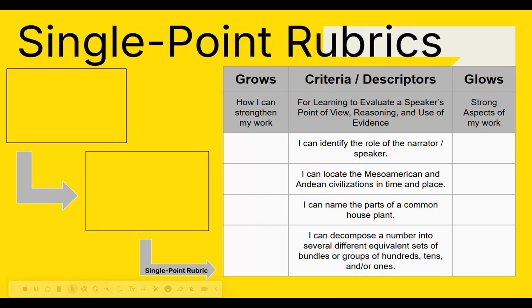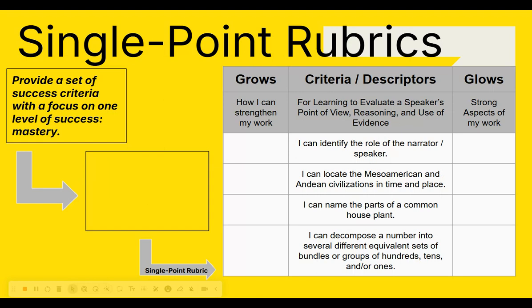Next one is a single point rubric. A single point rubric provides a set of success criteria with a focus on one level of success, and that's just mastery. For example, I can identify the role of the narrator or speaker. Can they or can they not? And then we're going to list possibly strengths of their work or areas to grow, like what do they need to grow on with that one level of success to get to mastery.